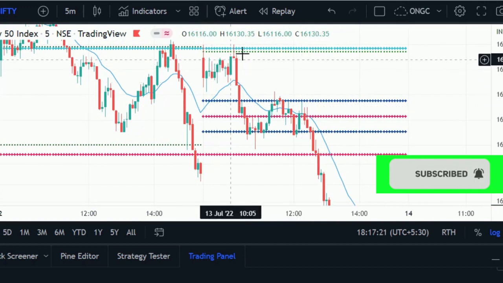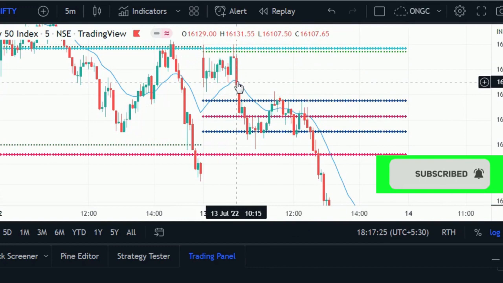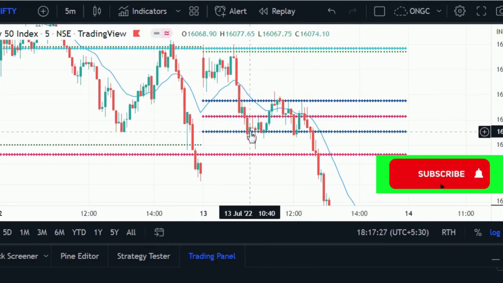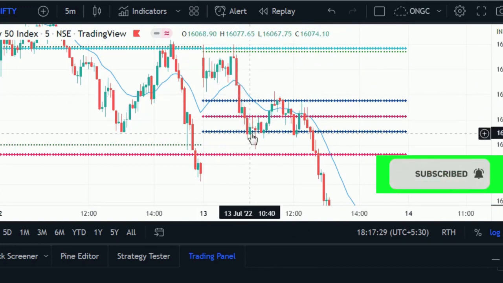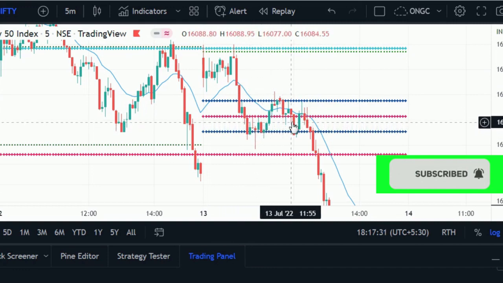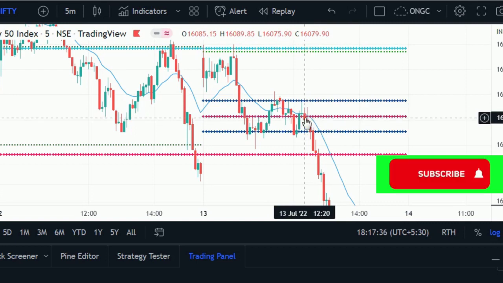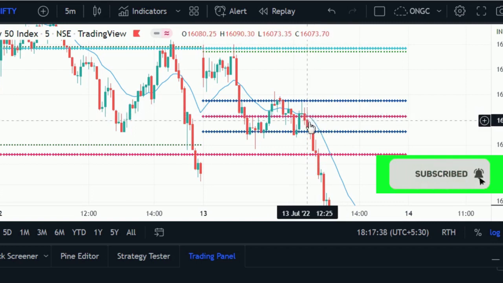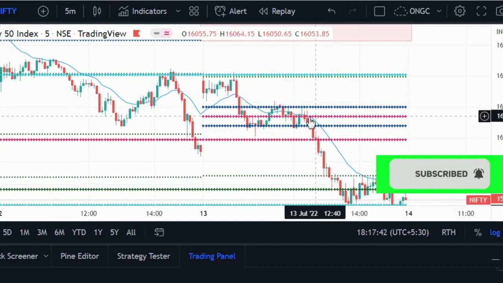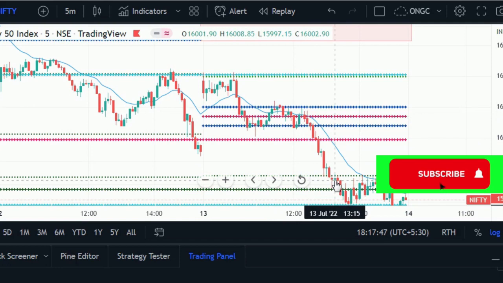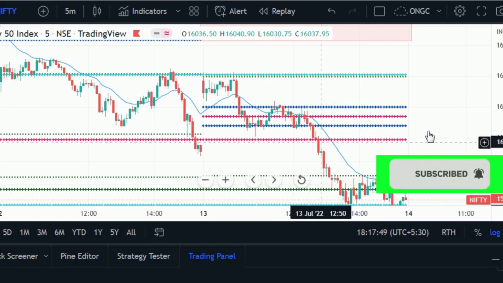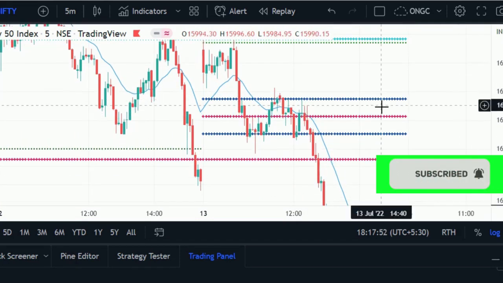See here, whenever this red candle closes below it, there is a move. Understood? There is a move and there is a consolidation for a few minutes, and again when it faces rejection at the important CPR and 20 EMA, there is again a fall here. There is again a fall till here. This is why I am using the 20 EMA. You can enter at the 20 EMA.